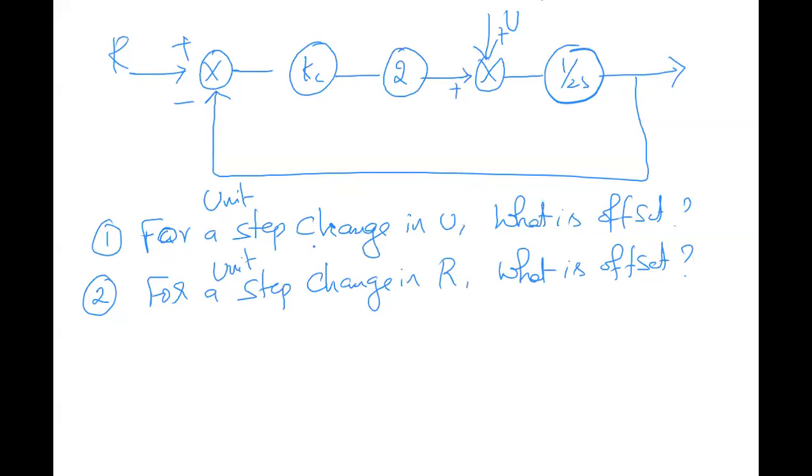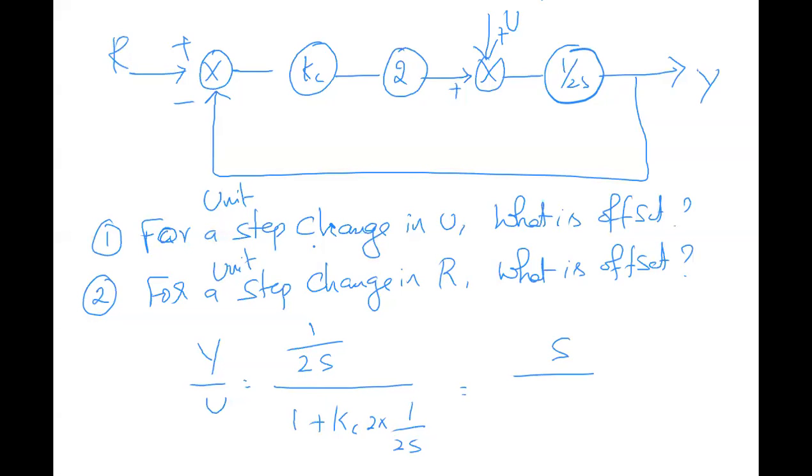So first thing is, let's derive the transfer function Y by U. So what is Y by U? 1 by 2s divided by 1 plus Kc into 2 into 1 by 2s. So what do you get? S by s plus 2 Kc is Y by U. Correct or not? Now, Y by U is equal to s by s plus 2 Kc.